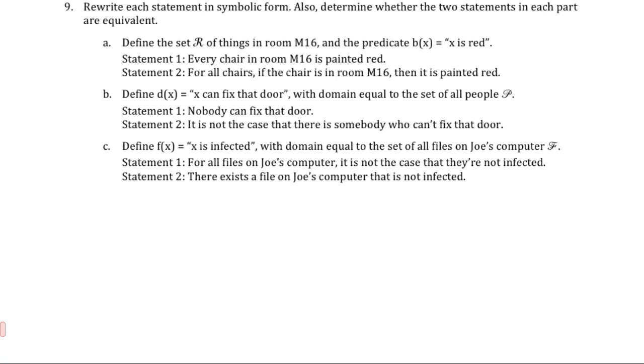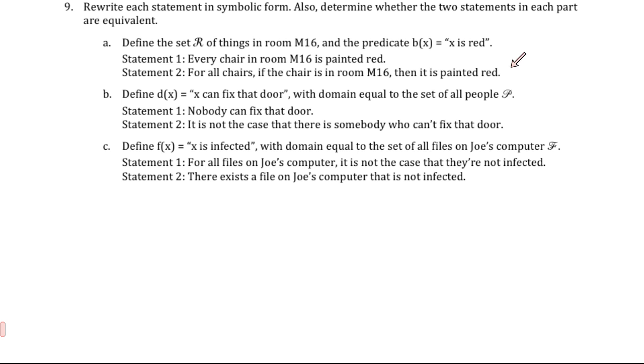Okay, in this video I'm going to do problem 9 here. It says rewrite each statement in symbolic form, also determine whether the two statements in each part are equivalent. So I'll start with part A here. Define the set R of things in room M16, and the predicate B of X means that X is red. There's two statements here. One says every chair in the room is painted red. And statement 2 says, for all chairs, if the chair is in the room, then it is painted red.